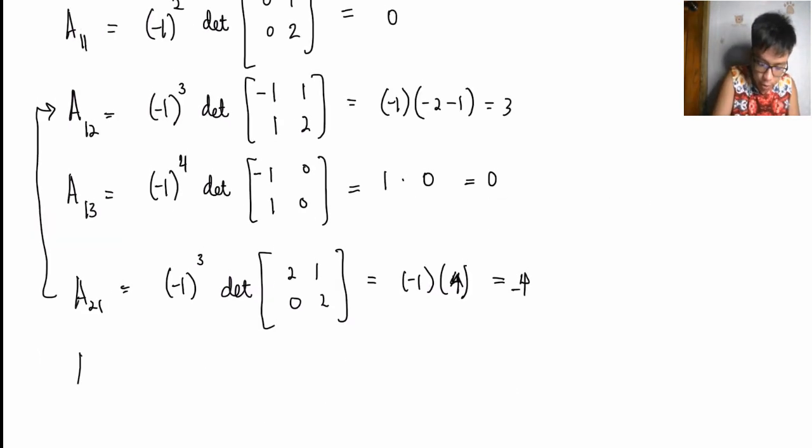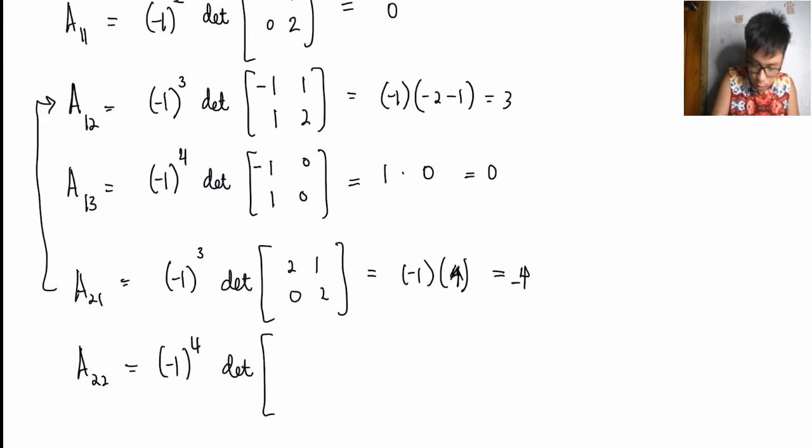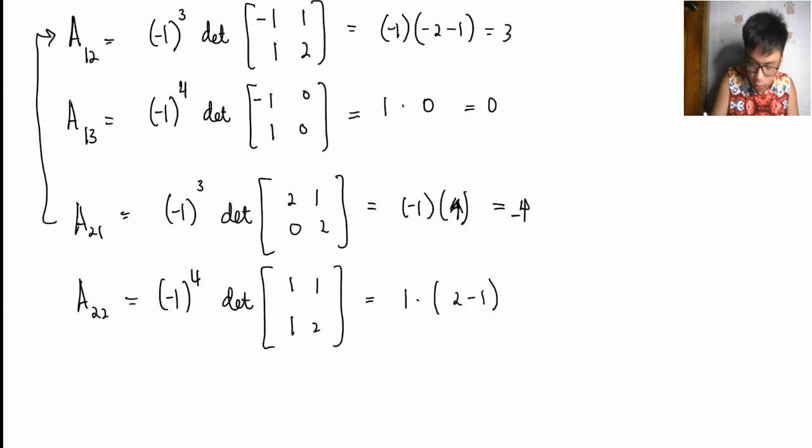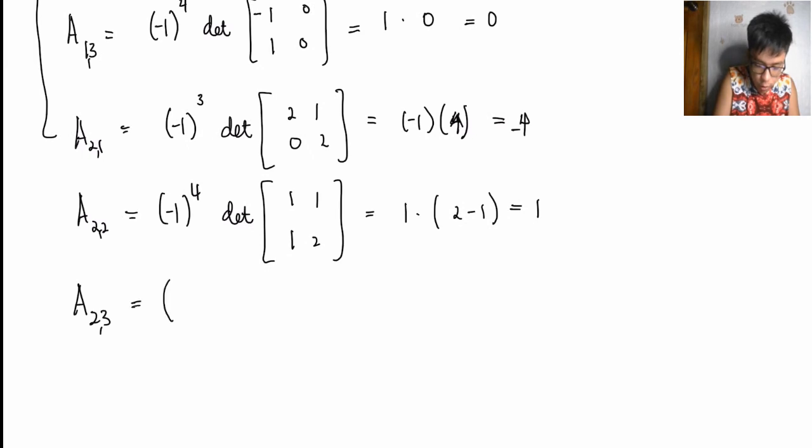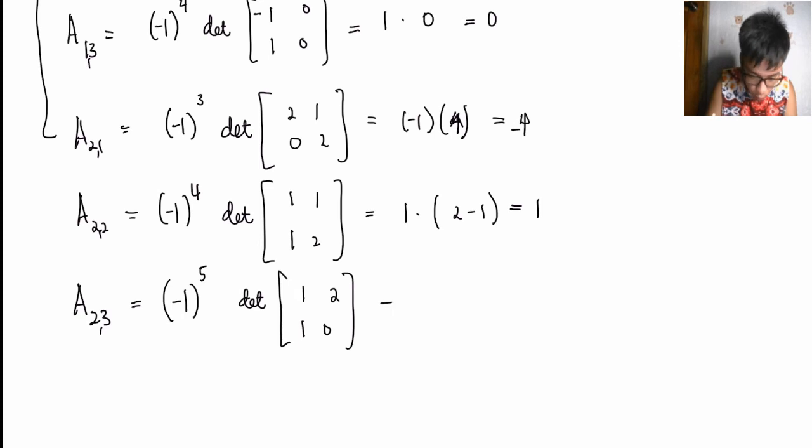You also have A22. That's (-1) to the 4, and this is the determinant of 1 1 1 2. So this is 1 times 2 minus 1, so you get 1. And this is A23. This is (-1) to the 5, the determinant of 1 2 1 0. So this is negative 1 times negative 2, that's equal to 2.